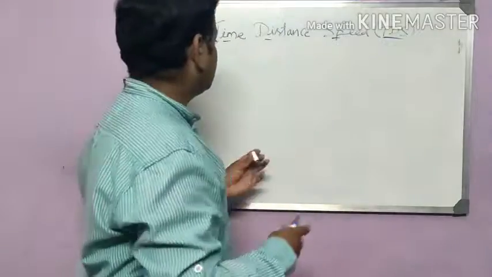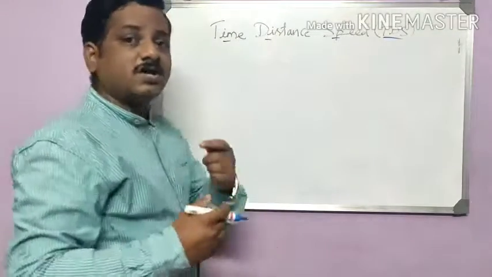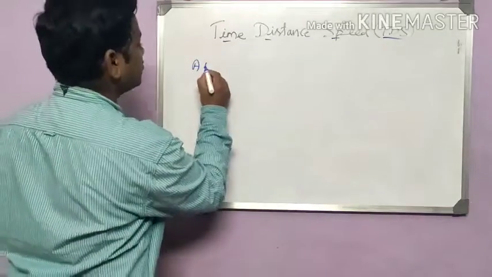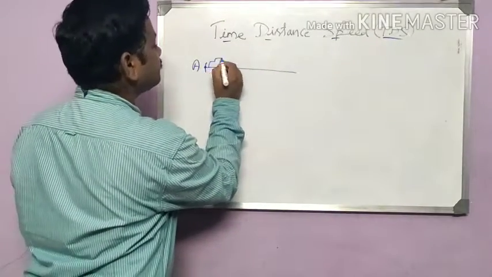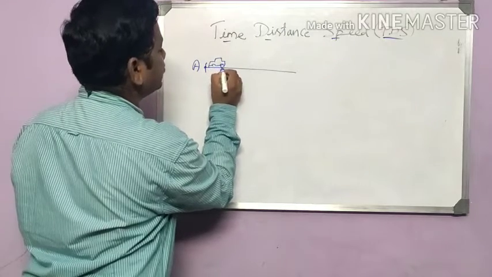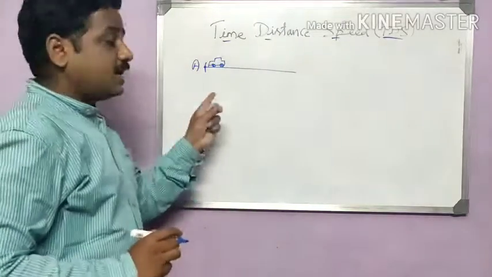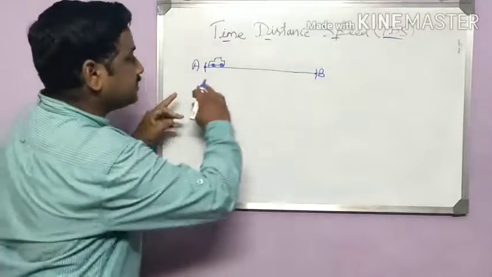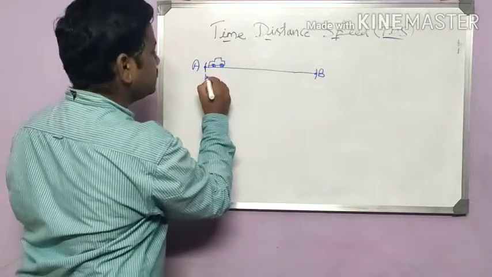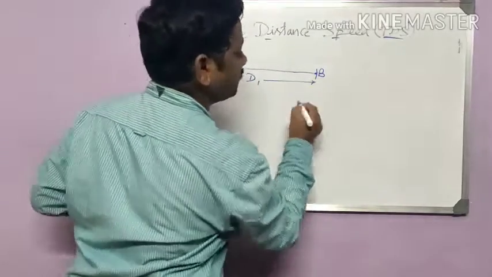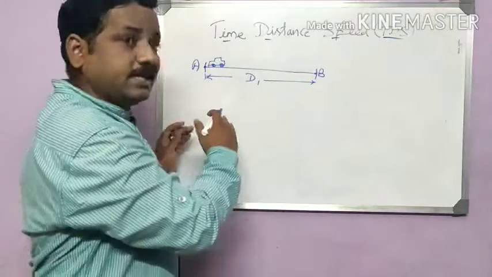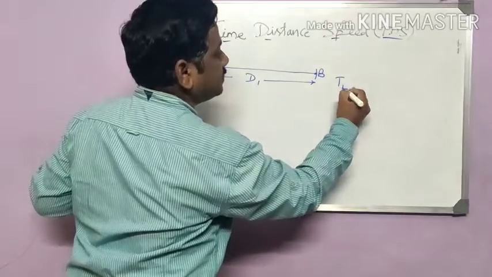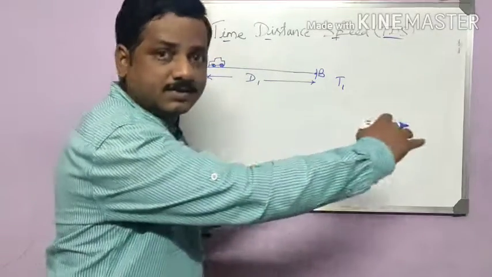To understand that, let us consider a person or a car. Say this is a location A, and there is a car. I'm just drawing it roughly. This car has to travel and reach the location B. There is a distance between A and B. Let me denote this distance as D1, and the time taken by this car to reach destination B as T1. So it is moving at a certain speed.